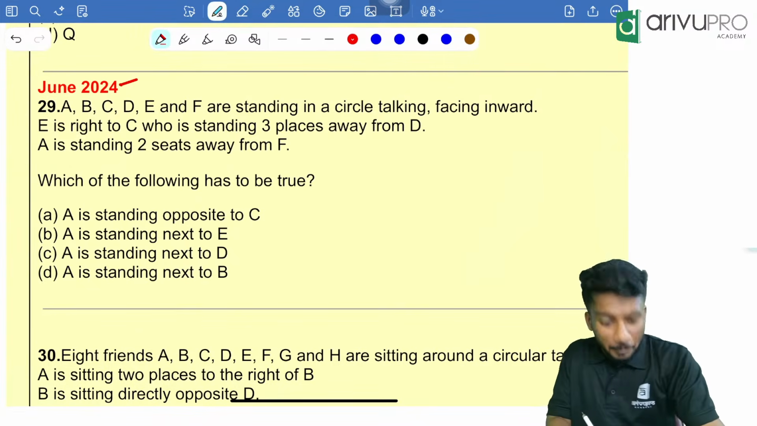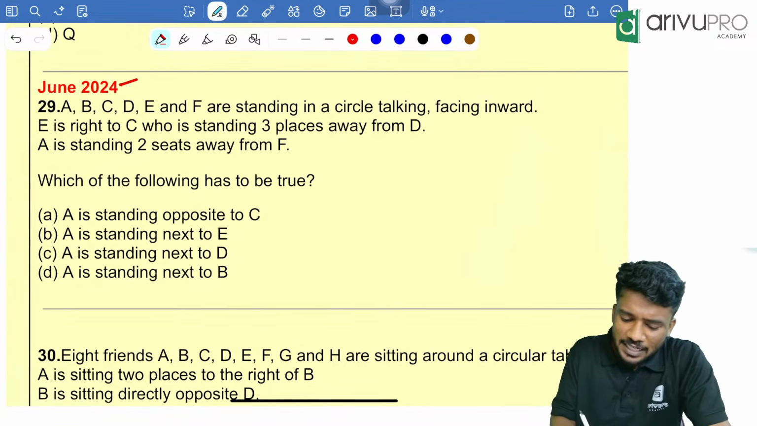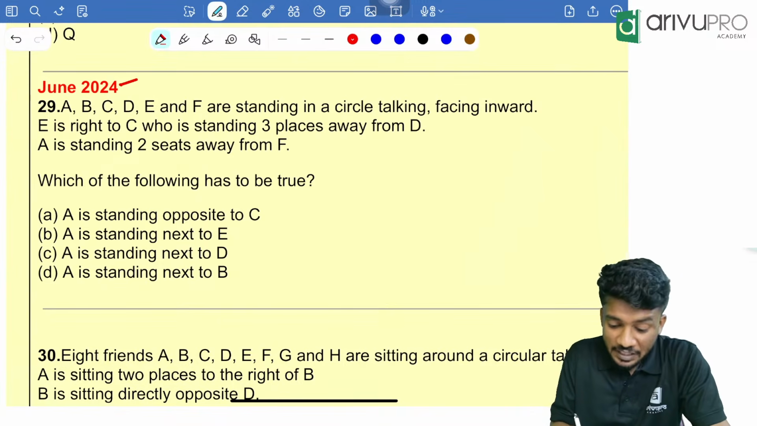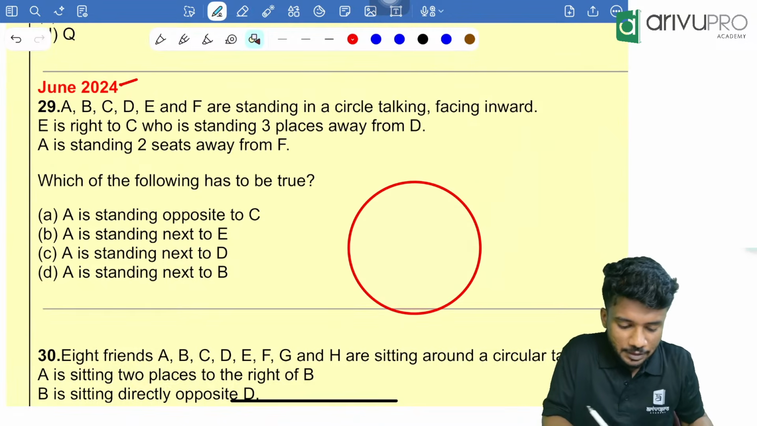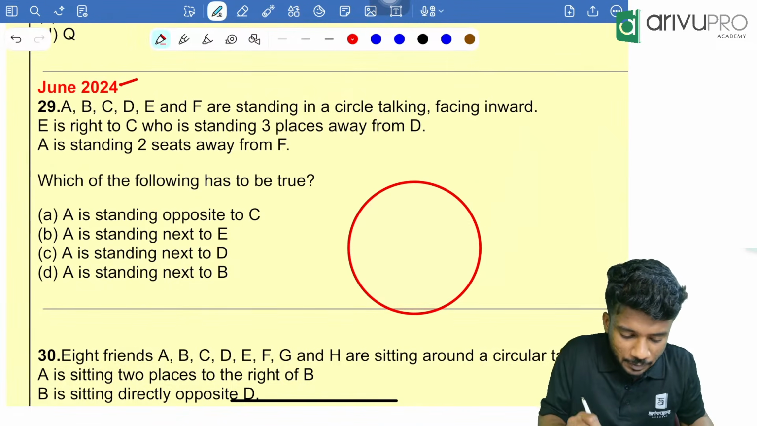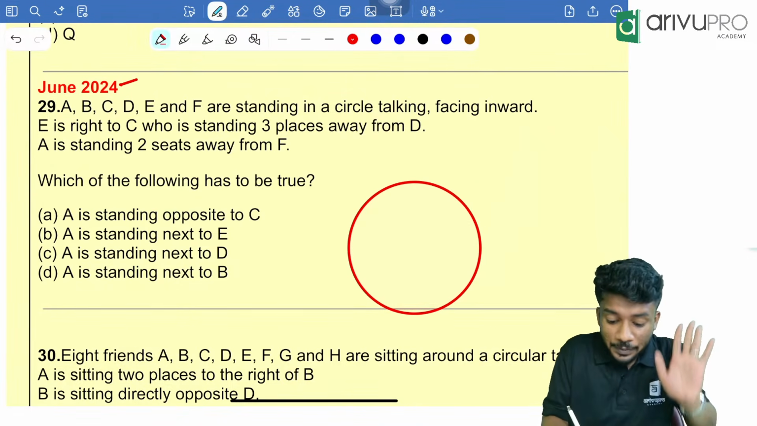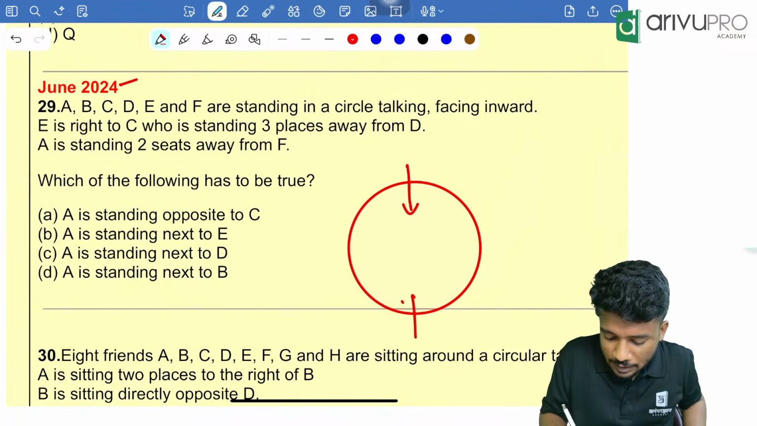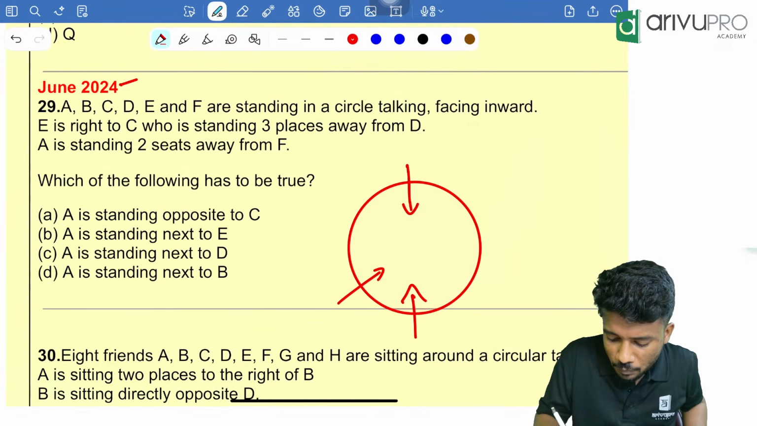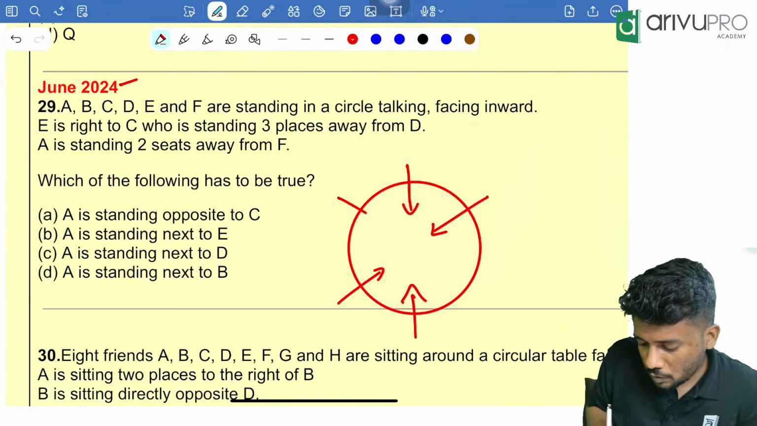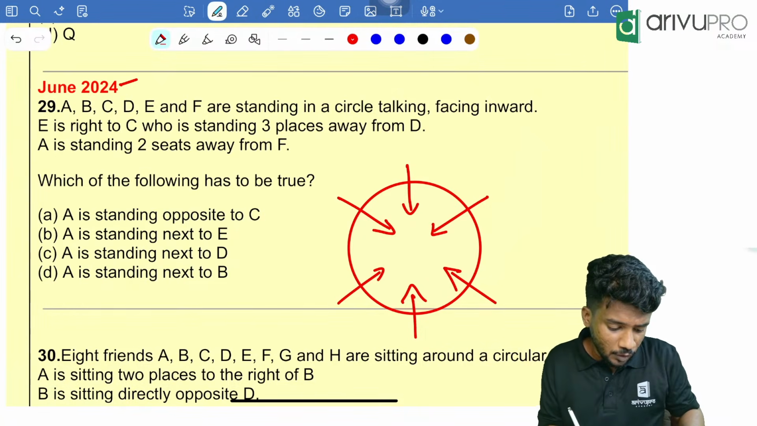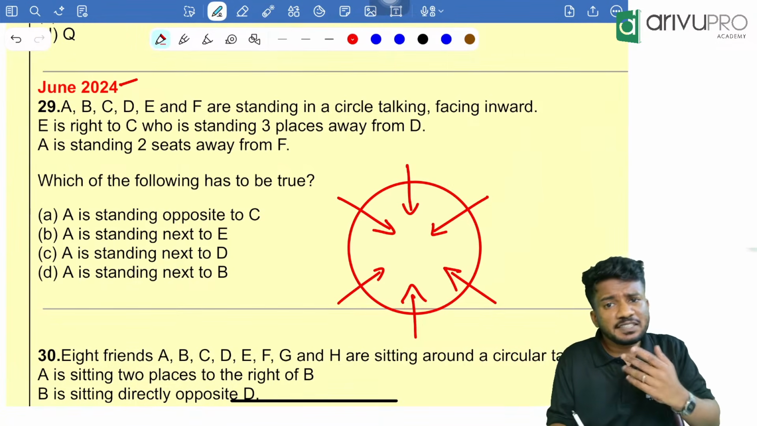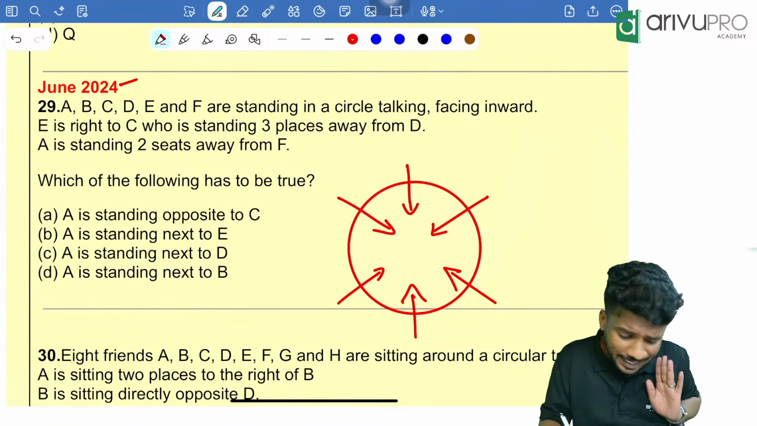June 2024. A, B, C, D, E, F are standing in a circle, facing inward. That means let there be a circle. And how many people are there in total? 6 people are there in total. That means like this I will draw. Over here, over here. Then what else we know? They are facing inward. That's why we drew it like this.